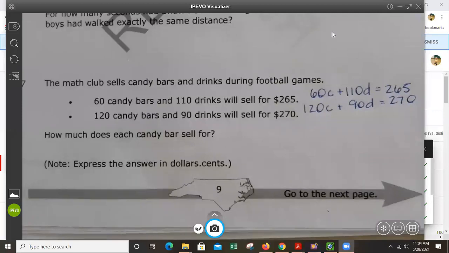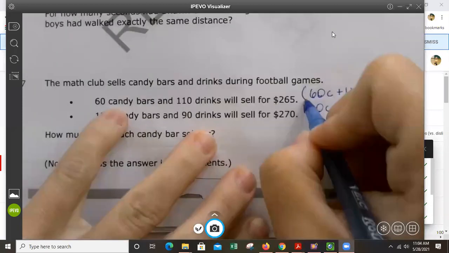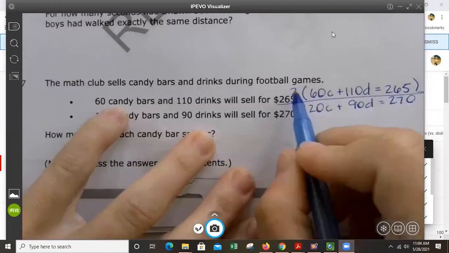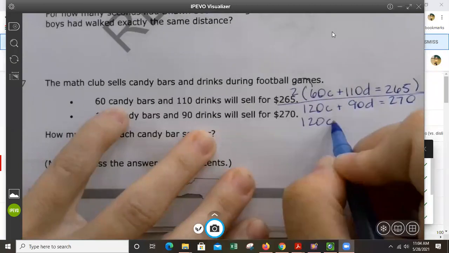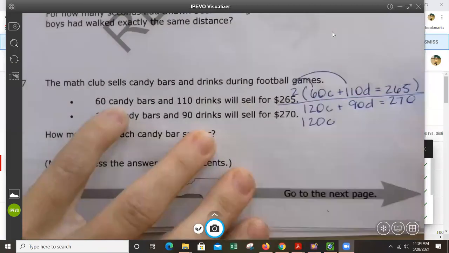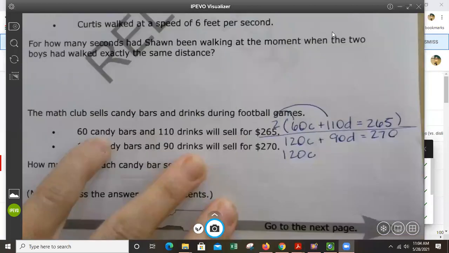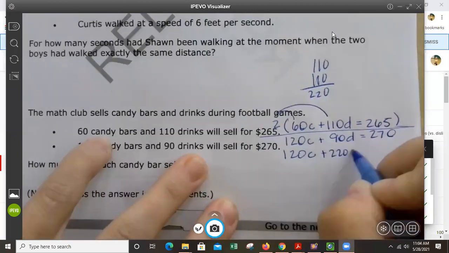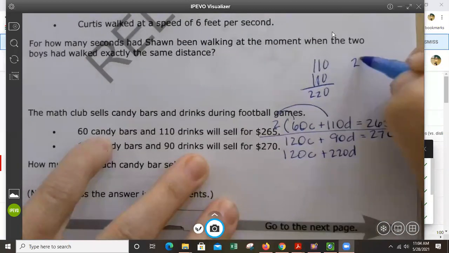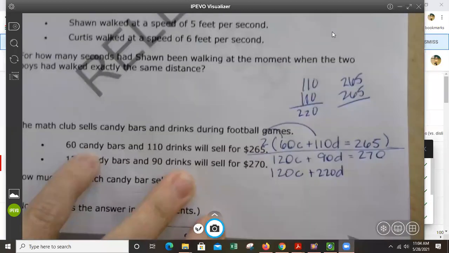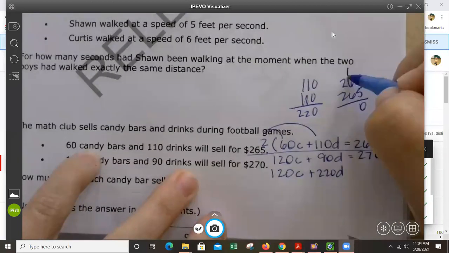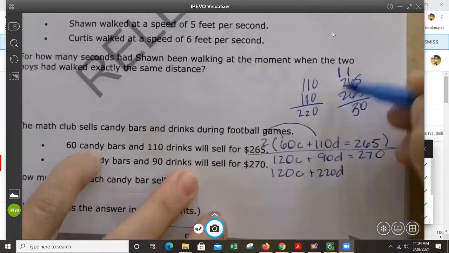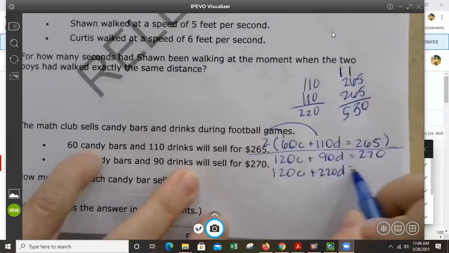Multiply by 2. You should be able to see that really quickly. The reason being, I'm going to kind of separate this. 2 times 60 is 120, so that gets it even. What's 2 times 110? If you have to, you have scrap paper. Add it up. Yep. And then you have 265 times 2. Again, add it up on your scrap paper. 5 plus 5 is 10, carry your 1. 6 plus 6 is 12, plus 1 is 13, carry your 1. 2 plus 2 is 4, plus 1 is 5. 530.